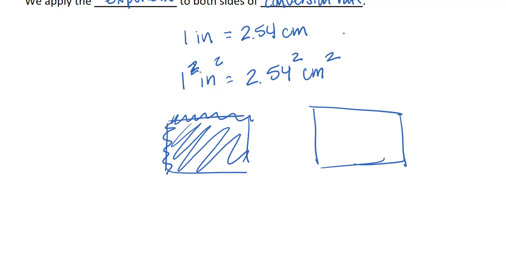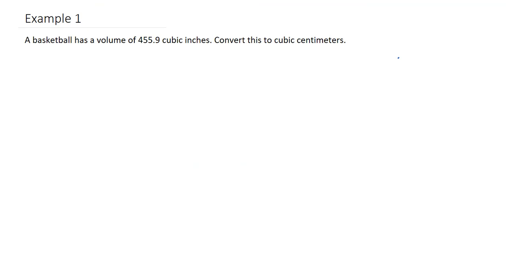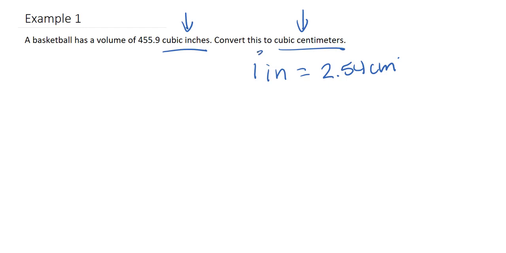So let's look at some examples. Example 1. A basketball has a volume of 455.9 cubic inches. Convert this to cubic centimeters. So we're going from cubic inches to cubic centimeters. So we know that conversion of 1 inch equals 2.54 centimeters. But we're dealing with cubic inches, and we need to go to cubic centimeters. So what do we do? We just go ahead and raise everything to the third power. So the units and the numbers. So now we have our conversion.